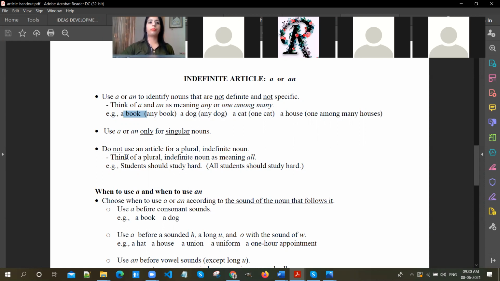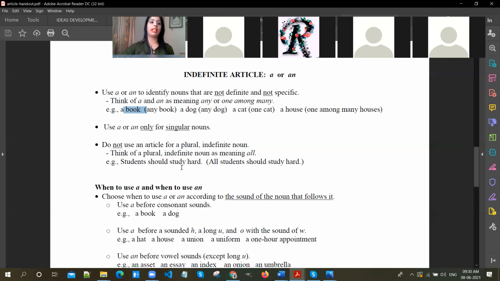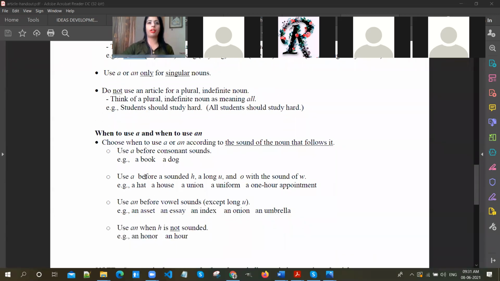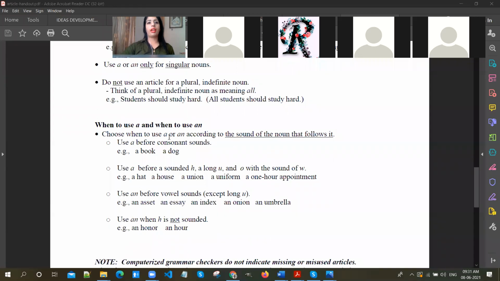For example, a child, right? A flower, singular nouns. But obviously, an is used with the vowels. You may know this difference, right? A is used with the consonant sounds. So in English language, there are 5 vowels: A, E, I, O, U. The rest of the letters are known as consonants, right? So an is used with the vowels, whereas a is used with the consonants. Choose when to use a or an according to the sound of the noun that follows it. Use a before consonant sounds.